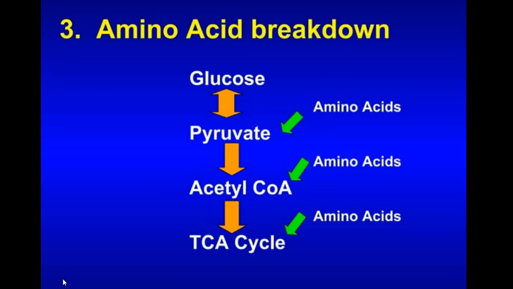The first step of the breakdown is to remove the amino group from the amino acid. Then it comes to the transaminase, a freely reversible reaction, which converts it into pyruvate, and then it is again converted into acetyl-CoA. After that, it goes into the TCA cycle.